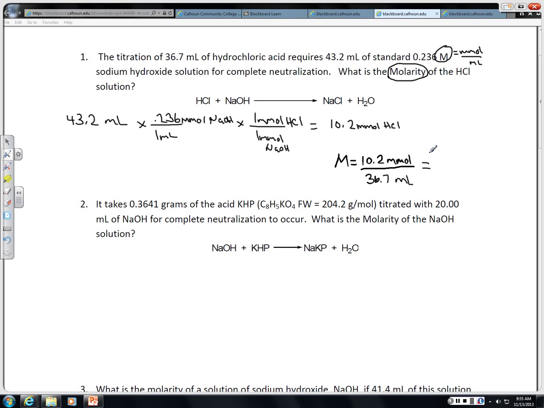Okay, so we get 0.278 molarity HCl. We have our standard base, the volume that we found experimentally, the molarity of our base, and the volume of our acid. So we go from milliliters to millimoles of acid, and then we just plug it into the molarity equation. You go back and find your milliliters, plug it in, and we would have an HCl solution that's 0.278 molarity.